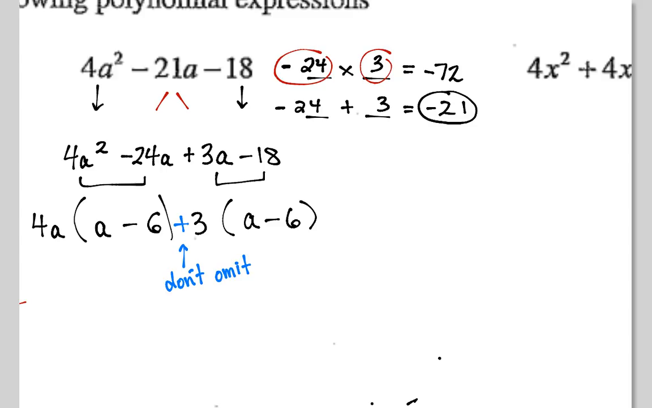Okay, now what do they have in common? What binomial do they have in common? A minus 6. And then you can put in the other two terms, which are 4a and positive 3. Okay, that's the factoring. Starting to get a feel for it?